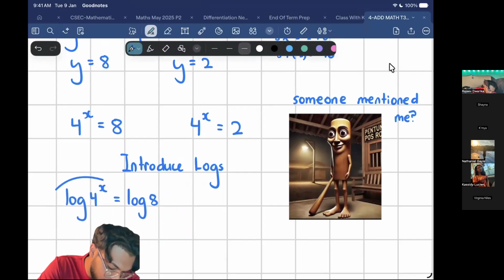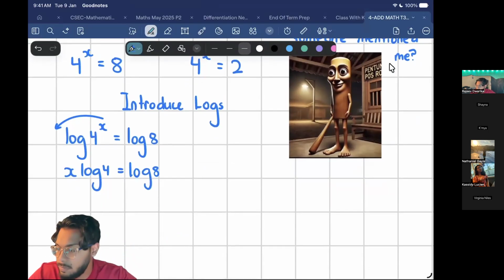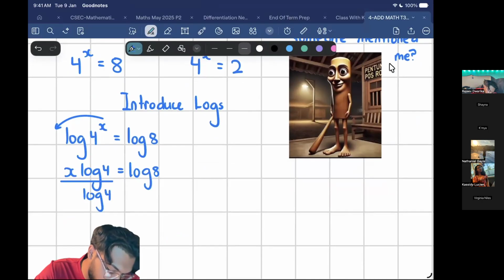x log 4 is equal to log 8. What next? Divide both sides by log 4. Correct. Bingo. We have a winner.